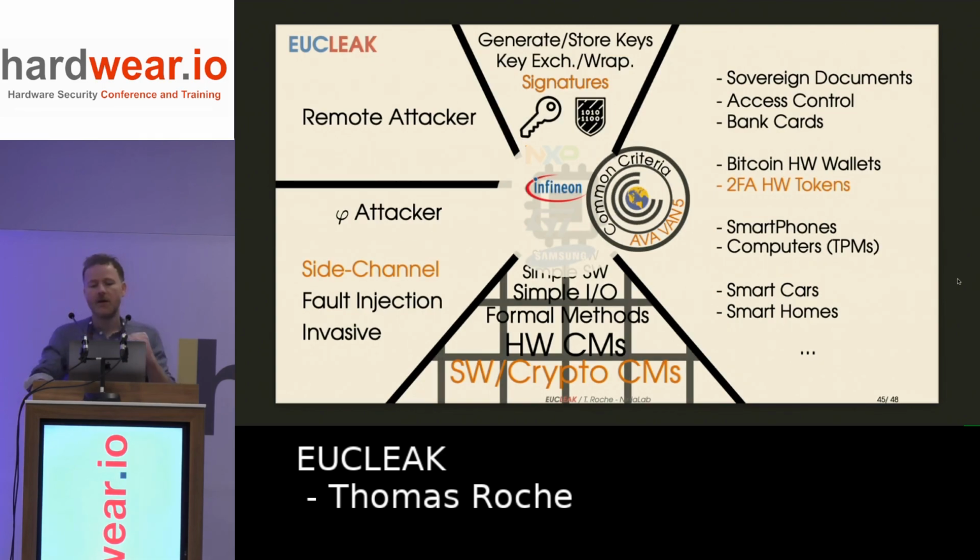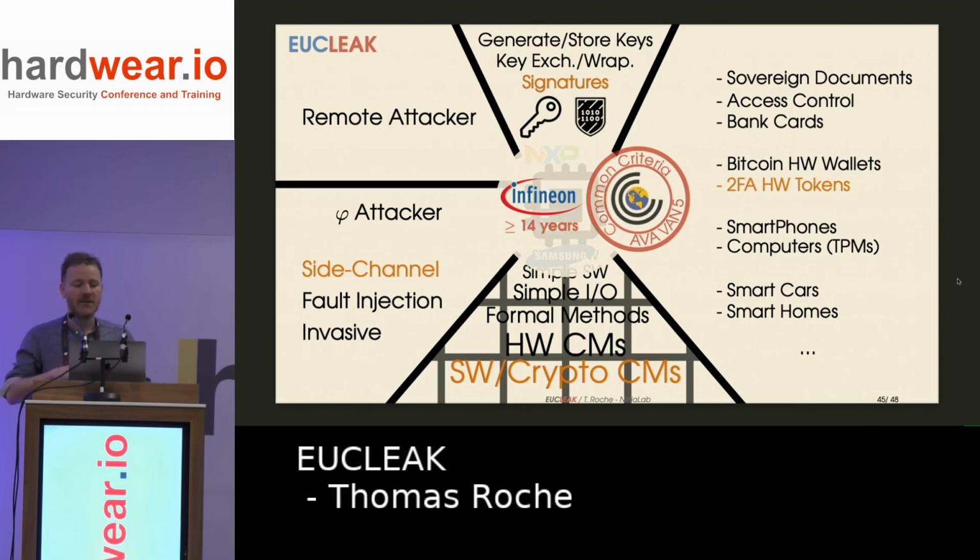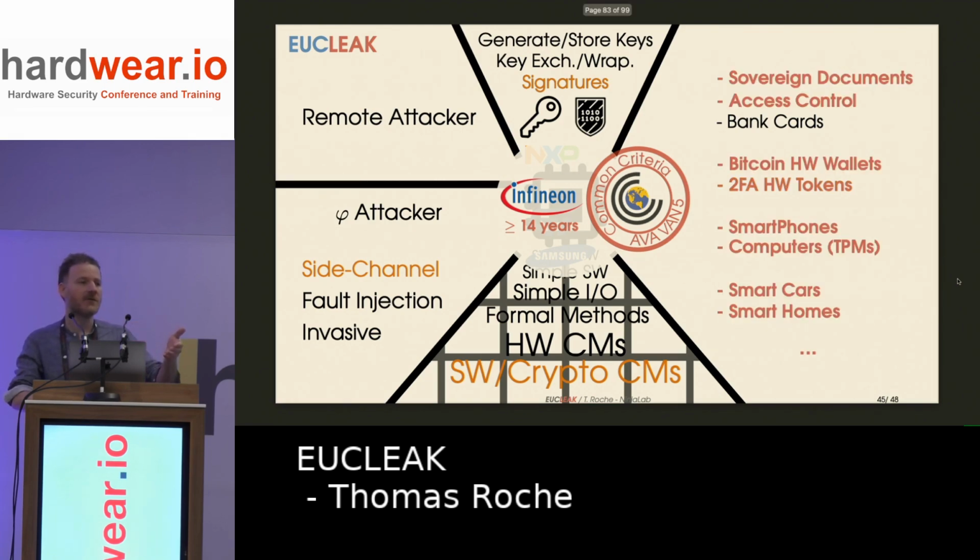So, if I get back to the big picture of EUCLEAK, the impact analysis tells us that all Infineon security microcontrollers are affected, which makes all Common Criteria certificates from Infineon just fall apart, and it goes well beyond second factor authentication products. It's everywhere. You have Infineon products everywhere.